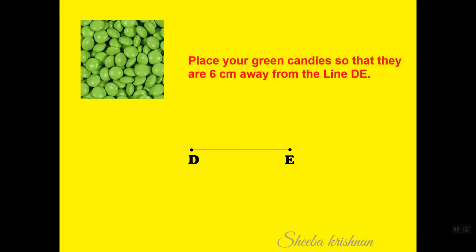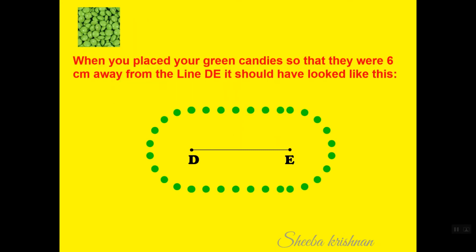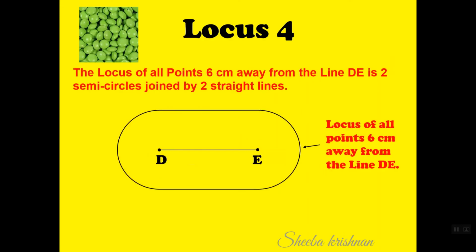Place all these green candies so that they are 6 cm away from the line DE. When we place the green candies so that they are 6 cm away from the line DE, it should have looked like this. The locus of all points 6 cm away from the line DE is 2 semicircles joined by 2 straight lines, like this.